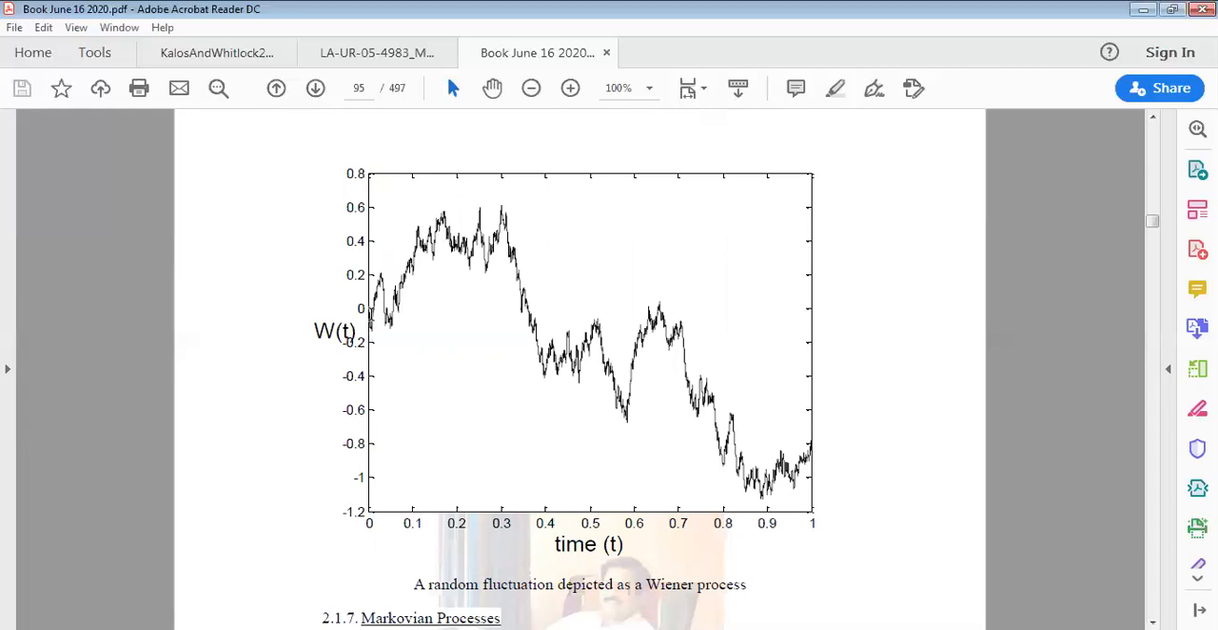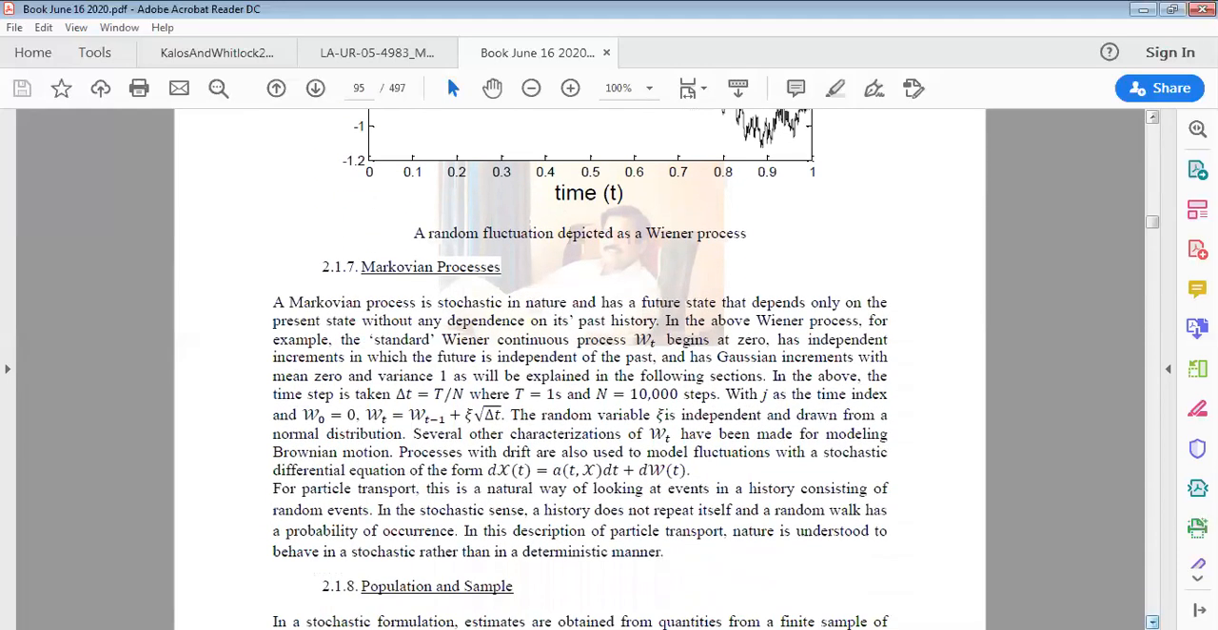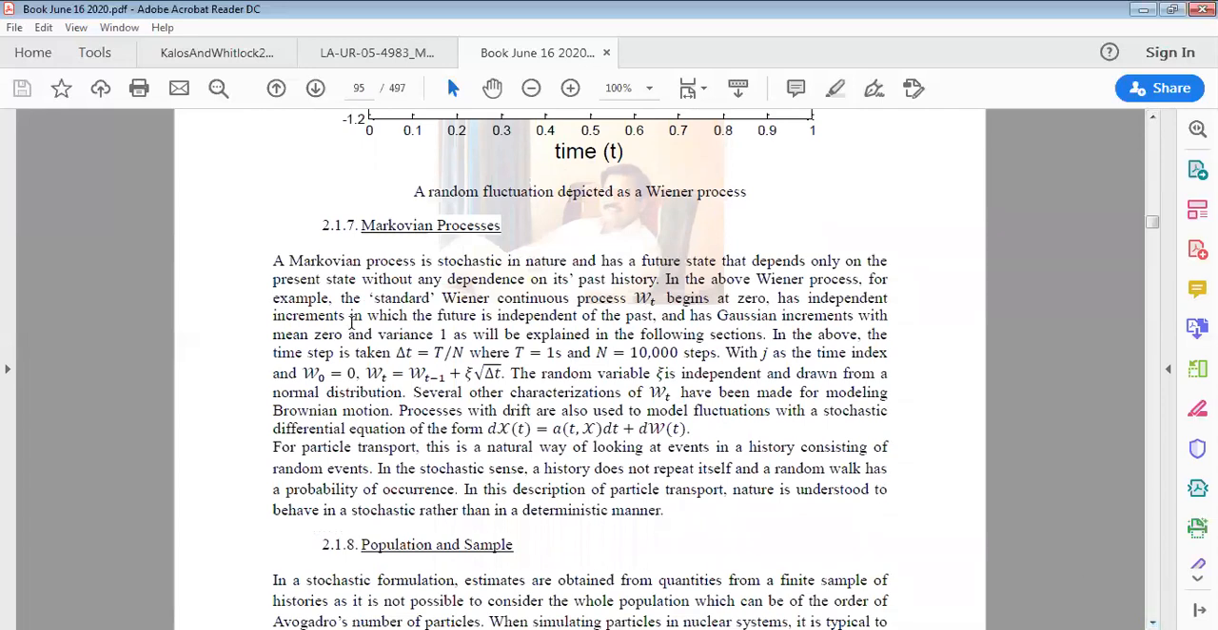Let's say you start at 0, at time equal to 0. What Wiener said is, let's look at a Markovian process. A Markovian process is stochastic in nature. It has a future that depends only on the present state without any dependence on its past history. So in this Wiener process, for example, it's called the standard Wiener continuous process, W_t.